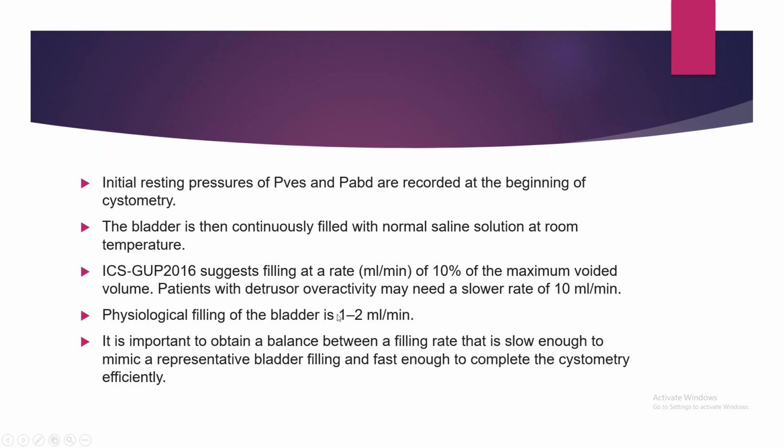So for that you have to maintain a balance. Usually around 25 to 50 ml per minute should be used for the filling phase, because the physiological filling of the bladder is at 1 to 2 ml per minute. It should not be very fast. It should not be very slow also. Okay.